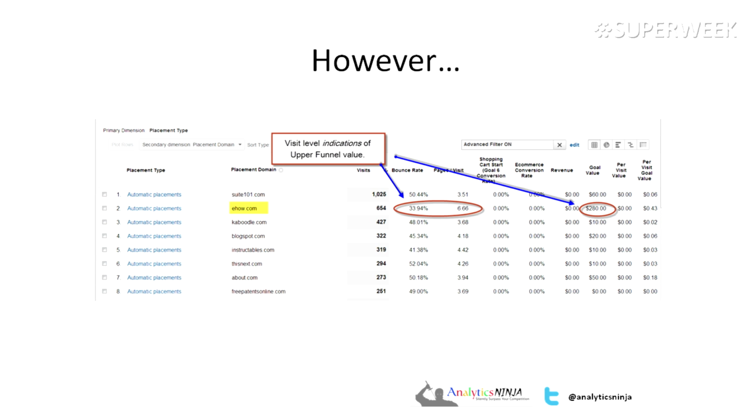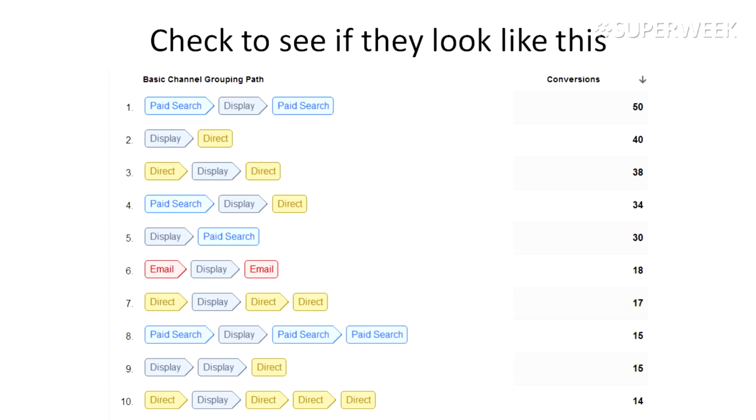Except, that's interesting. This stuff from eHow happens to have a bit of a lower bounce rate than the rest. Some actual goals are triggered. I wonder what's going on there, right? So now go into your multi-channel funnels, right? You want to see, are you getting results that look like this, that display is leading to direct, that display is going into paid search, right?